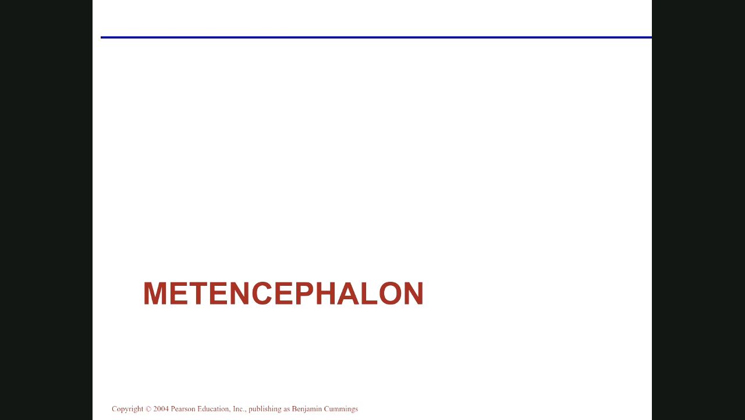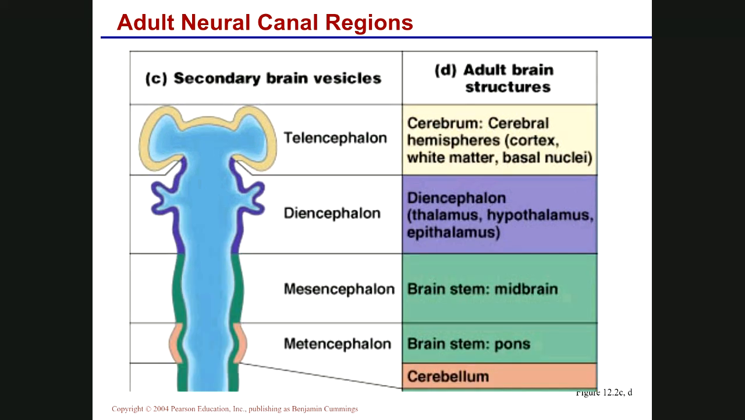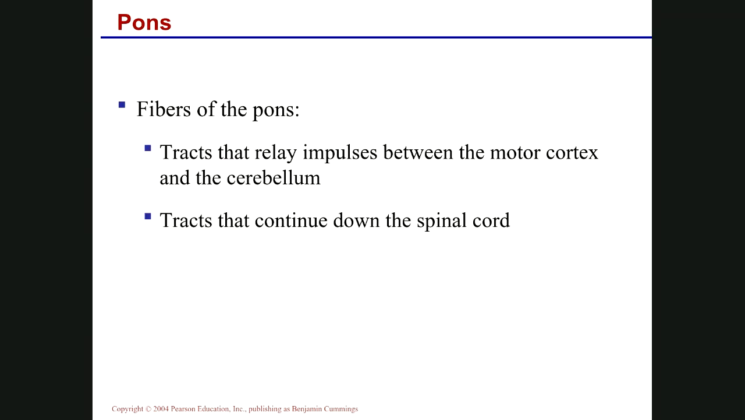Let's look at the metencephalon. So the metencephalon is the hindbrain part of it. And if you look at the metencephalon, it's divided into two parts. The two parts that we find here are the pons and the cerebellum. So let's look at these two structures. Let's look at the pons first.